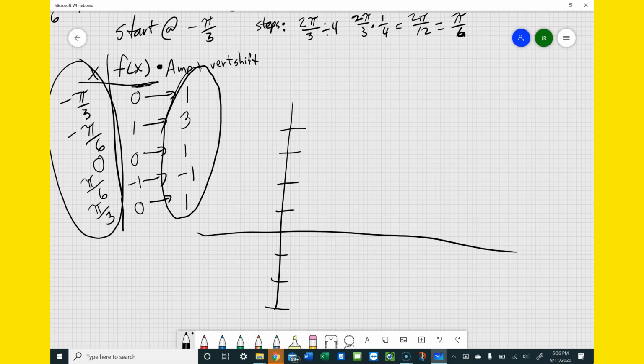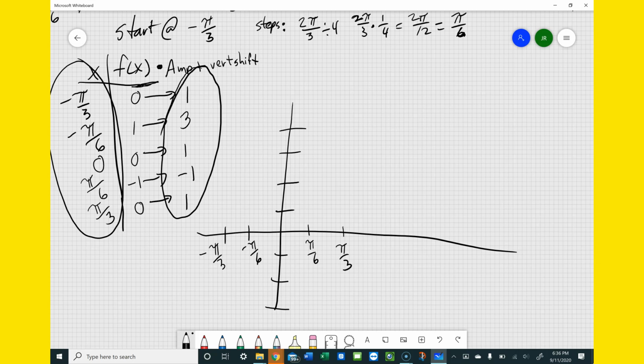All right, on the horizontal axis, I'm going to start at negative pi over 3. Then I'm going to go negative pi over 6, then 0. So this is going to be negative pi over 3. This is negative pi over 6, then 0, then pi over 6, then pi over 3. Okay, then I have my y coordinates.